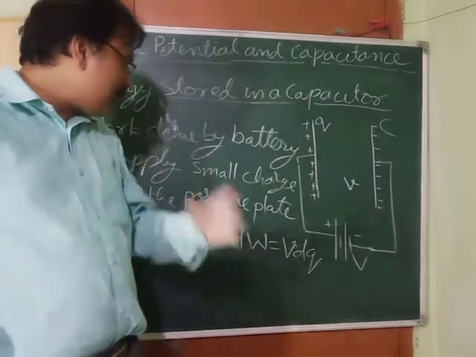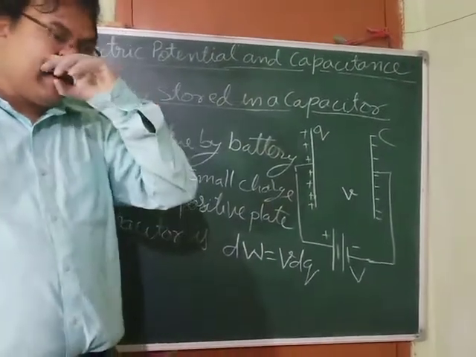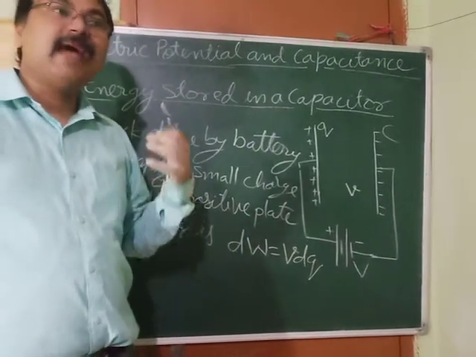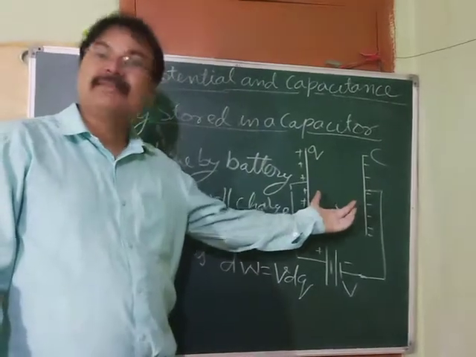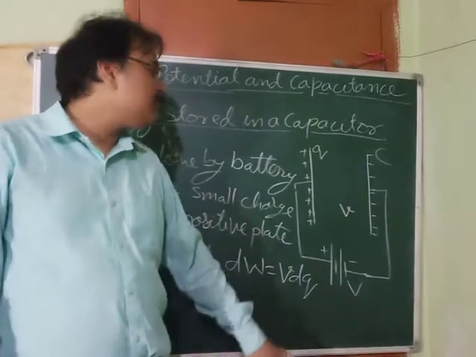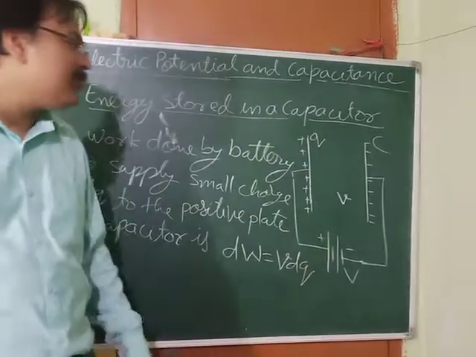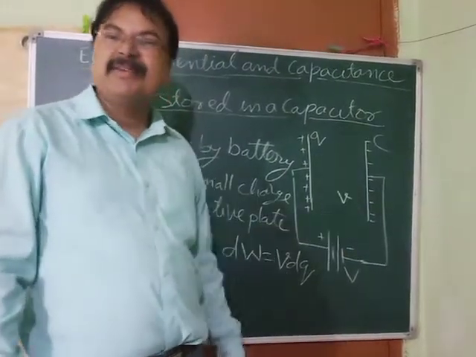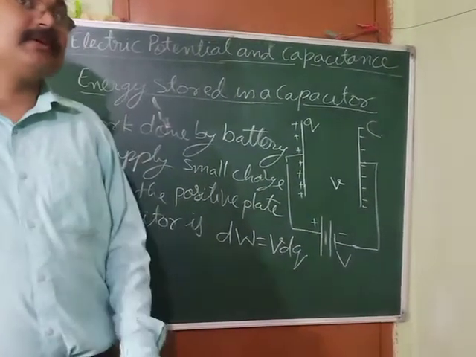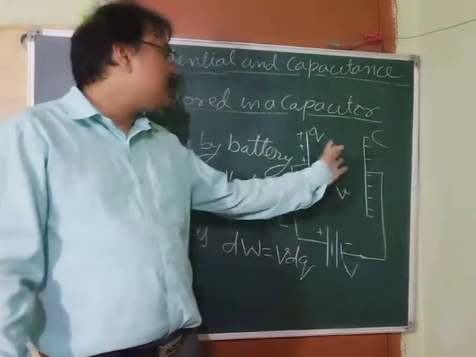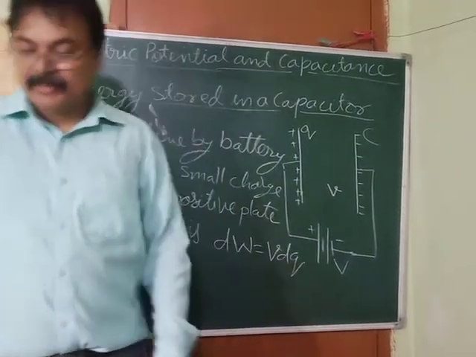So whatever work we are going to do to give the charges to these plates of the capacitor against the electrostatic repulsion, that work of the battery will get converted into electrostatic potential energy of this capacitor, and it will be stored in this capacitor. Actually, many times people ask the question, where is this energy stored? Is it on the plates, outside, or inside in the medium between them? So generally students get confused. Energy is stored in the medium which is there in between the plates. That is the correct answer. So let's move ahead.